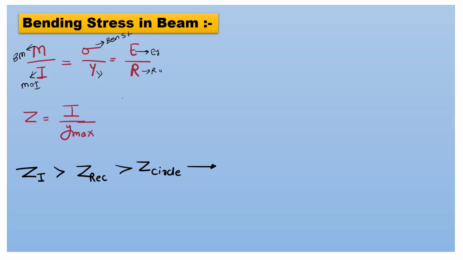Then by using I and Y max, we calculate the section modulus. The section modulus is I by Y max. Comparing the I section, rectangular section, and circular section, the higher the section modulus, the more the strength. The highest section modulus is for the I section, then the rectangular section, and then the circular section. So for higher section modulus, there is higher strength.